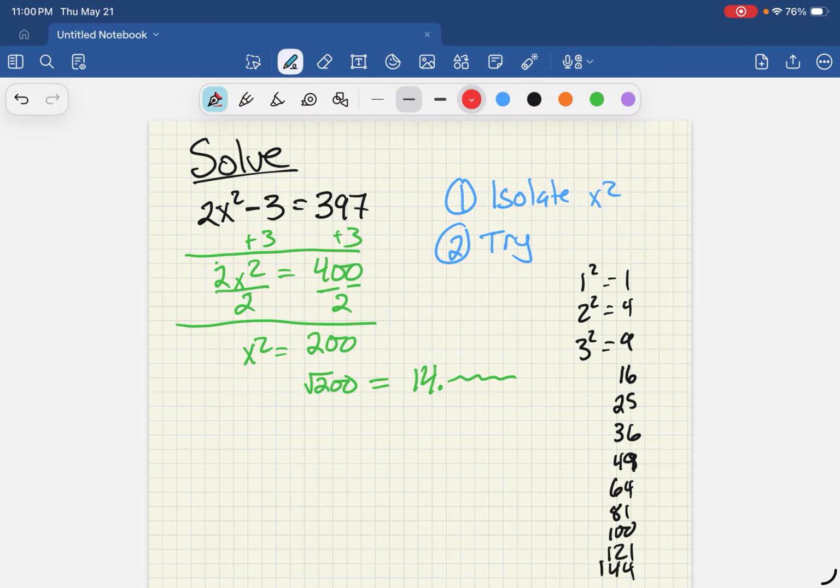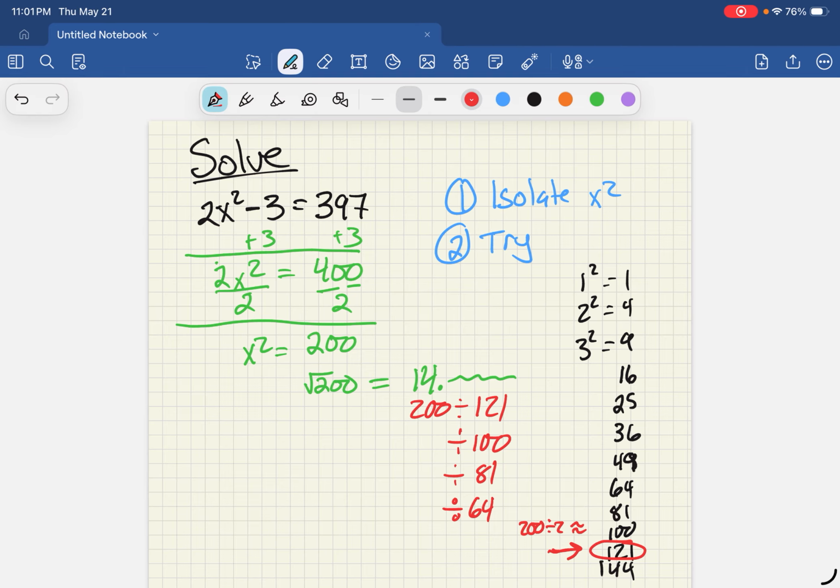And then what I am going to do is take each of these numbers and try 200 divided by them. So I'm going to try 200 divided by 121, divided by 100, divided by 81, and all the way down. Now, how I knew to start here was because I took 200 and divided it by 2, and that's roughly 121.